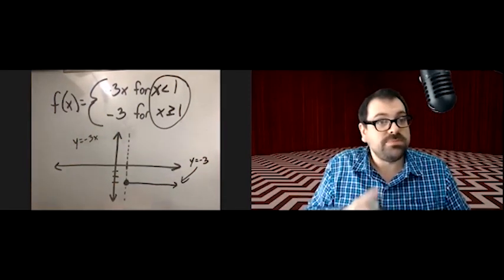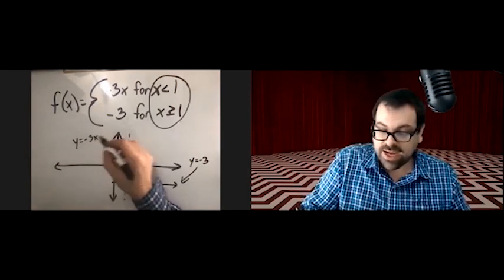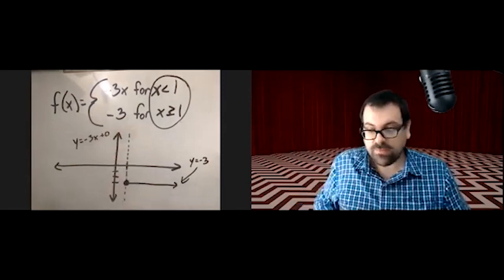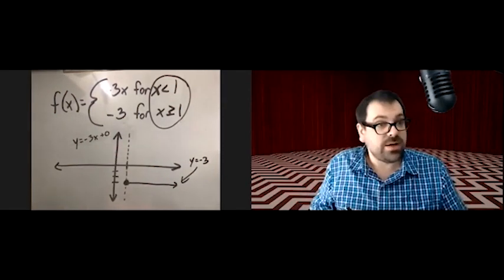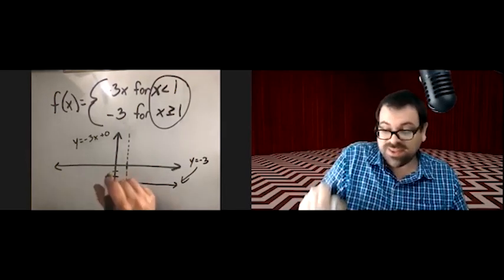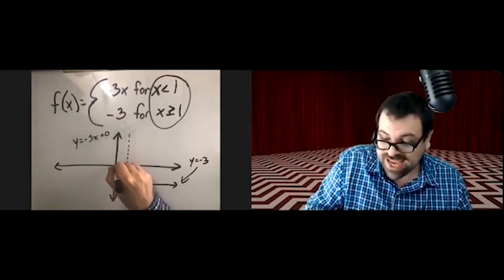Y equals mx plus b. We know how to graph that. So this is like y equals negative 3x plus 0. That means the y-intercept is 0. The y-intercept's on this side of the graph, the side we need. That's fantastic.